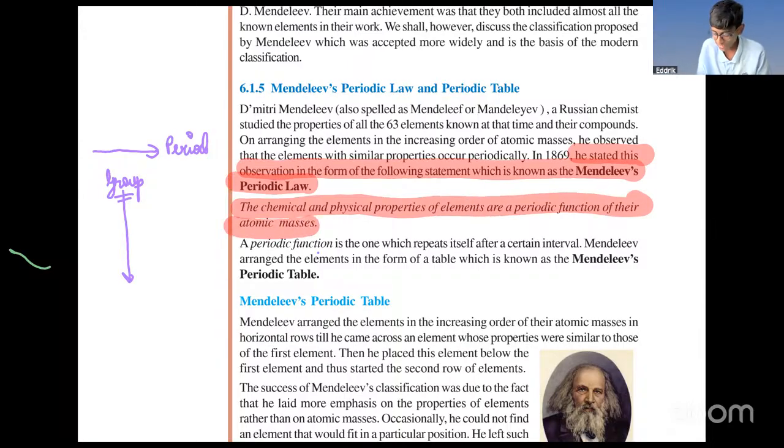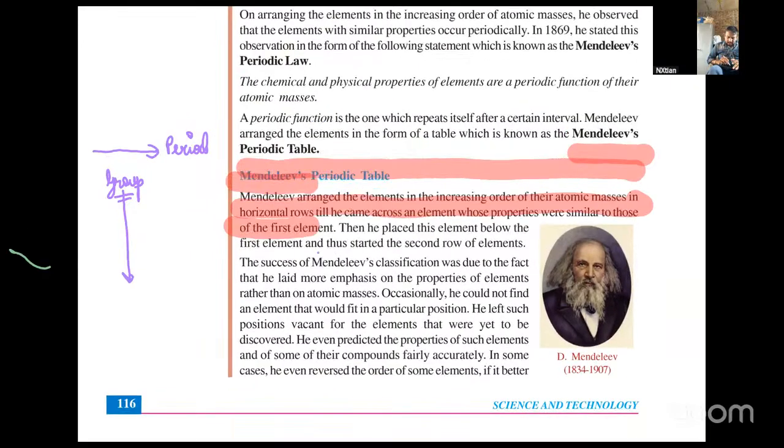What does a periodic function mean? Listen. This means that the chemical and physical properties of the elements are a periodic function. Periodicity means it's a trend. It depends on their atomic masses. He made this law as his periodic law, and with the help of this law, he arranged his elements in the form of periods and groups. Did you understand? So you can read this, Edric, this Mendeleev periodic table.